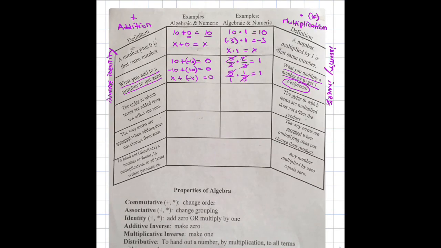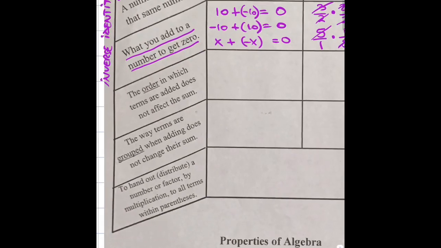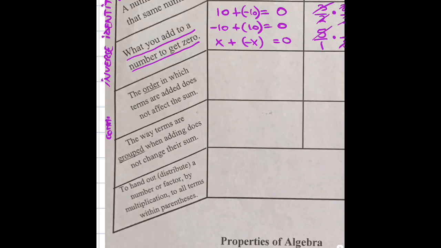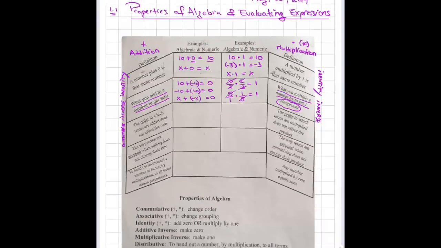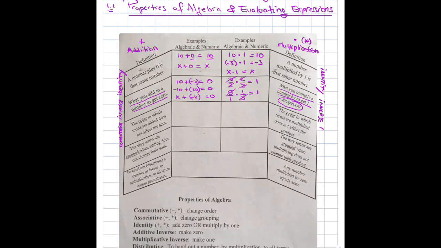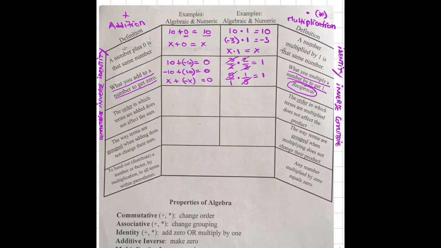The next property is the commutative property: the commutative property of addition and the commutative property of multiplication. When you think of the word commutative, please think of the word to commute, which means to change places. This property tells us that the order in which terms are added does not affect the sum. This is for addition. So let's take an example.